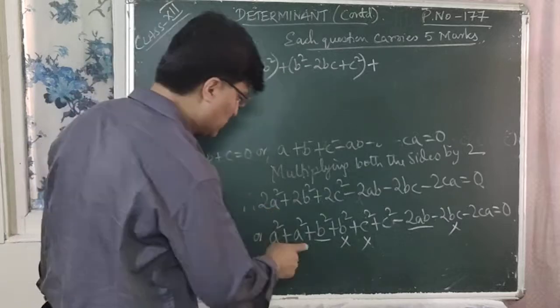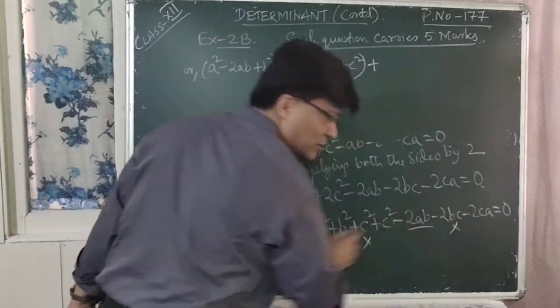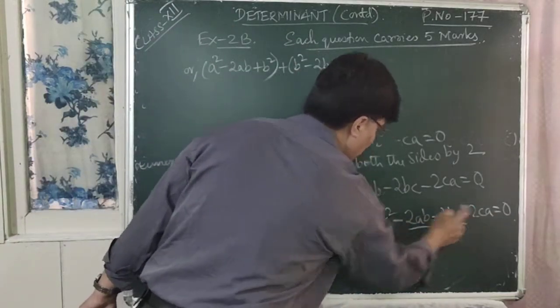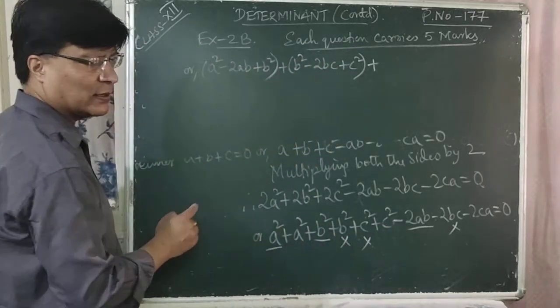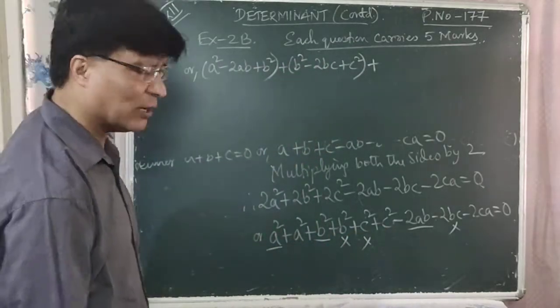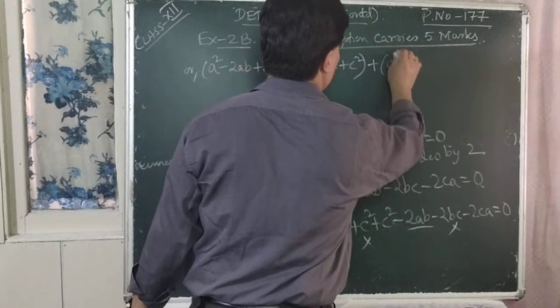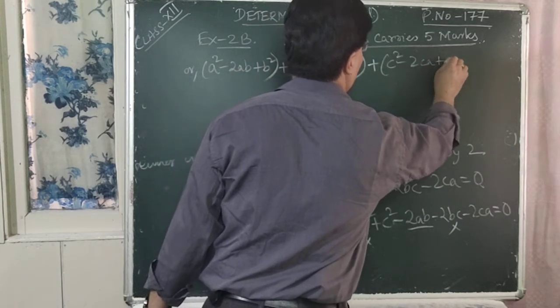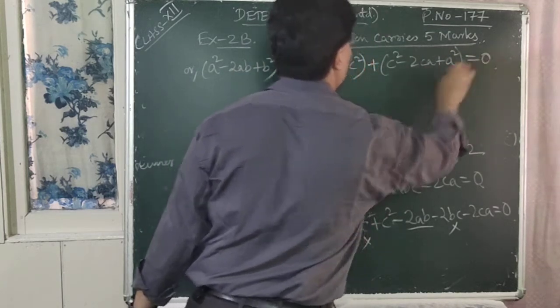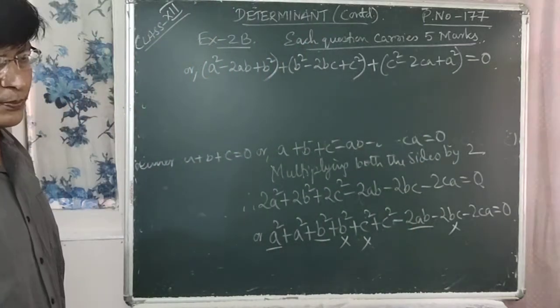So look at the blackboard. Here are the unmarked terms. That is, for minus 2ca we need c square and a square. So let us write down these three terms now. That is c square minus 2ca plus a square, bracket closed, which is equal to 0. Is it clear?